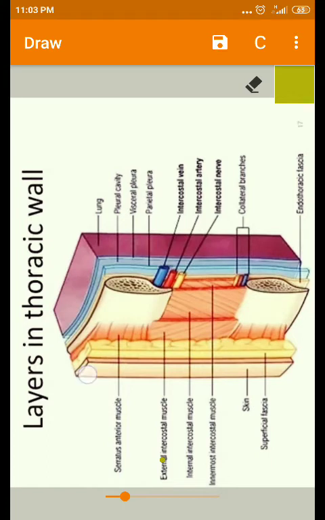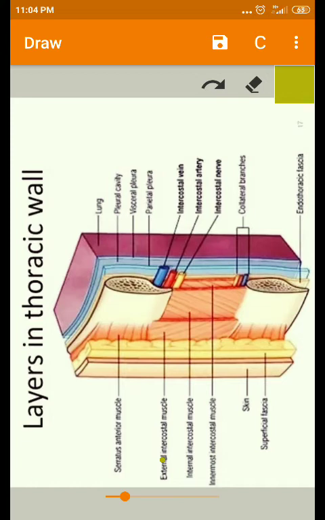So this is the outermost layer, this is the skin, and below the skin you'll have the superficial fascia, this one, and below the superficial fascia you will have the deep fascia here. This one is the deep fascia. Okay, and next comes the extrinsic muscles.